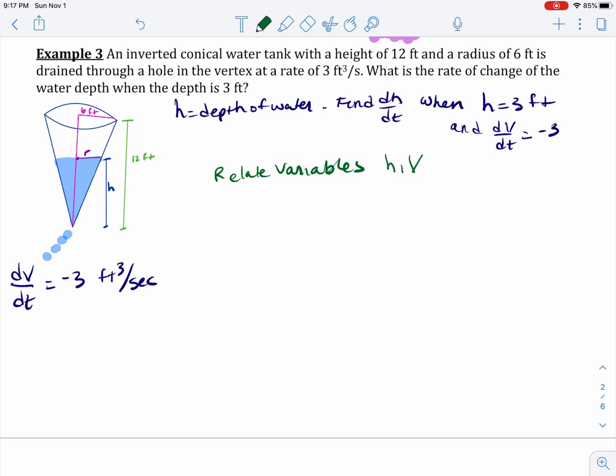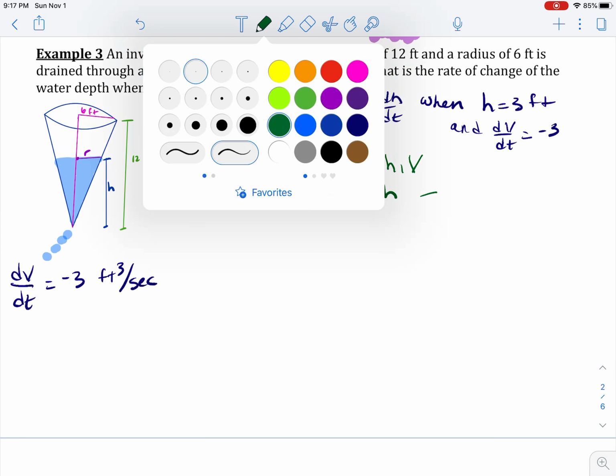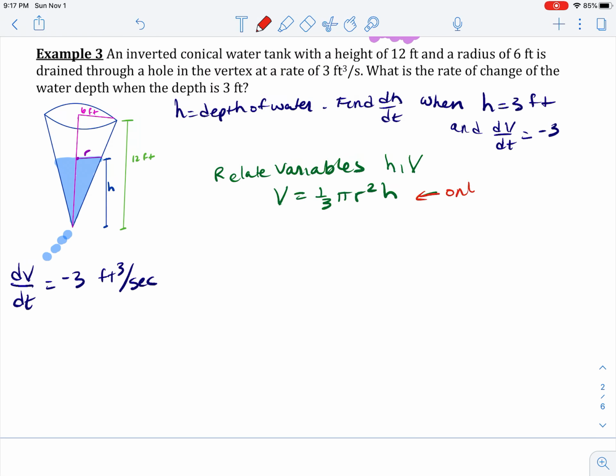Okay, so if we're going to relate the variables h and v, my first thing is, well, I'm looking at a cone. I'm looking at the geometry of the cone. And what is the volume of a cone? The volume of a cone is 1/3 pi r squared times h. Good. But that's giving me 3 variables. I only want h and v in my equation, because I don't have anything about the rate of change of r.